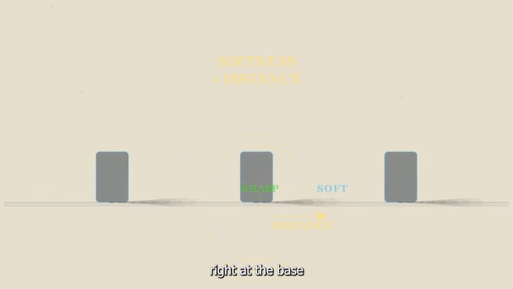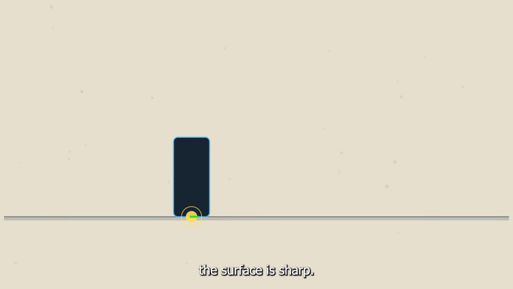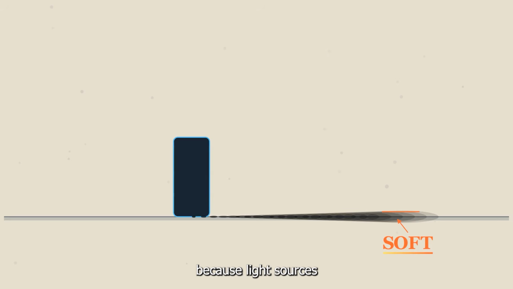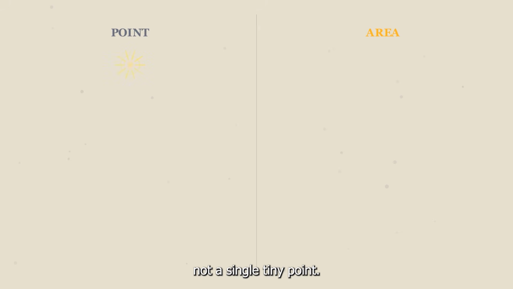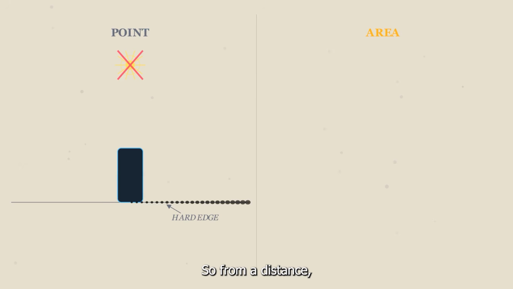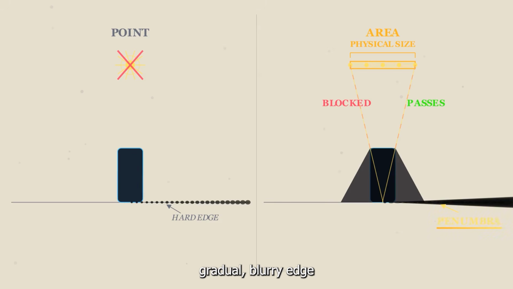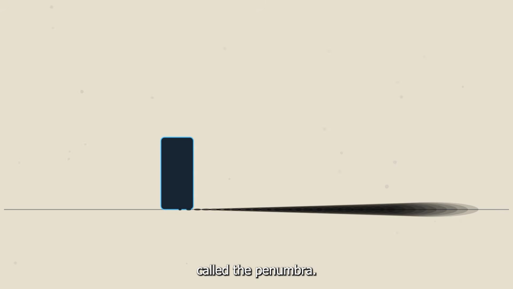A shadow right at the base of an object where it contacts the surface is sharp. As that shadow stretches further away, it gets softer and softer. This happens because light sources have physical size. They're not a single tiny point. So from a distance, part of the light source gets blocked while the rest does not. You get this gradual blurry edge on the shadow called the penumbra.